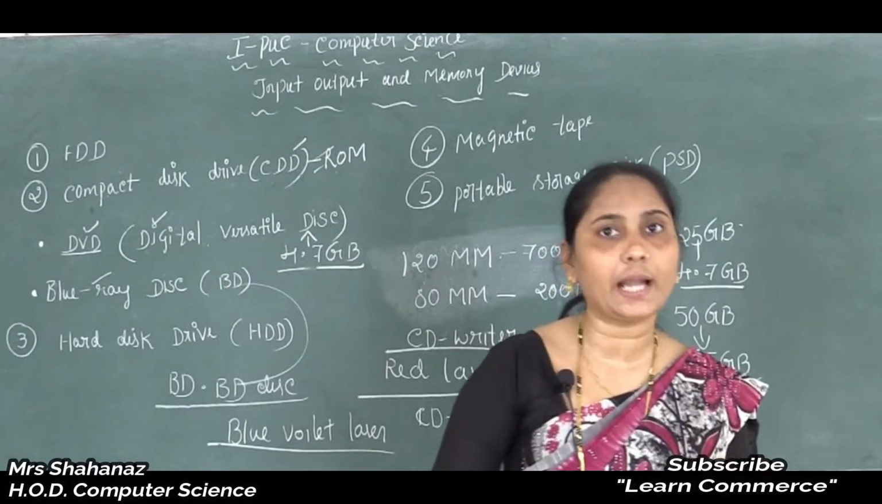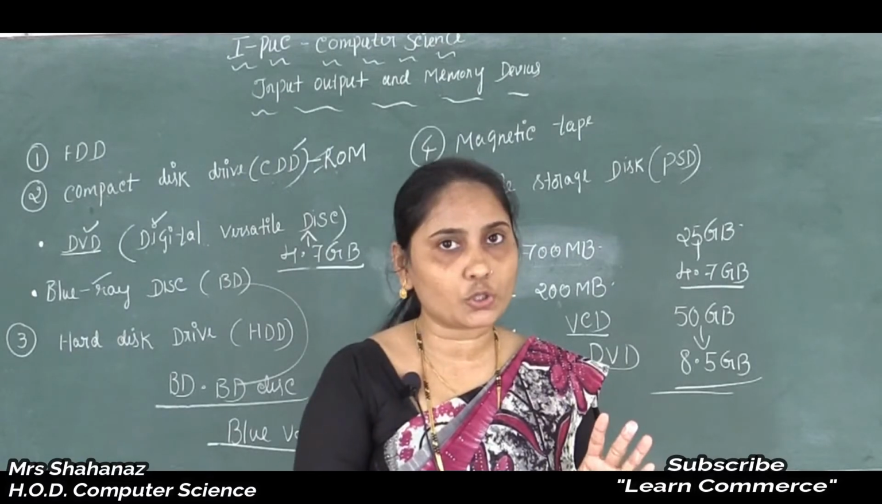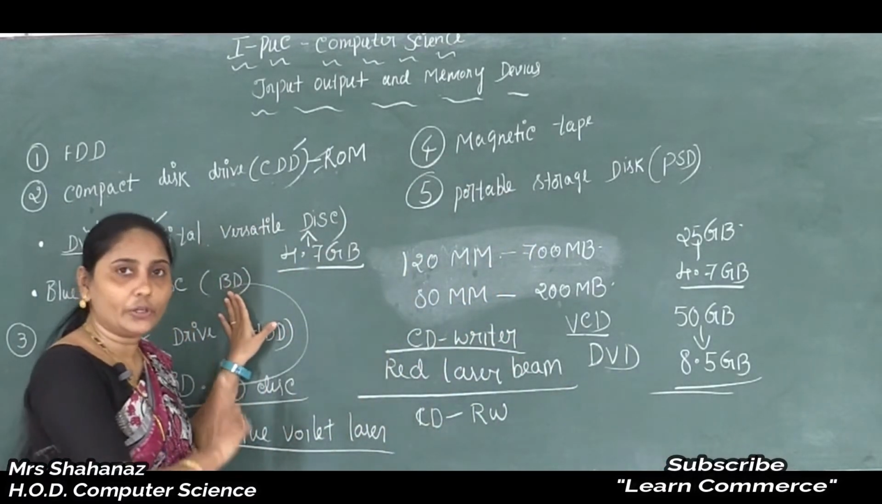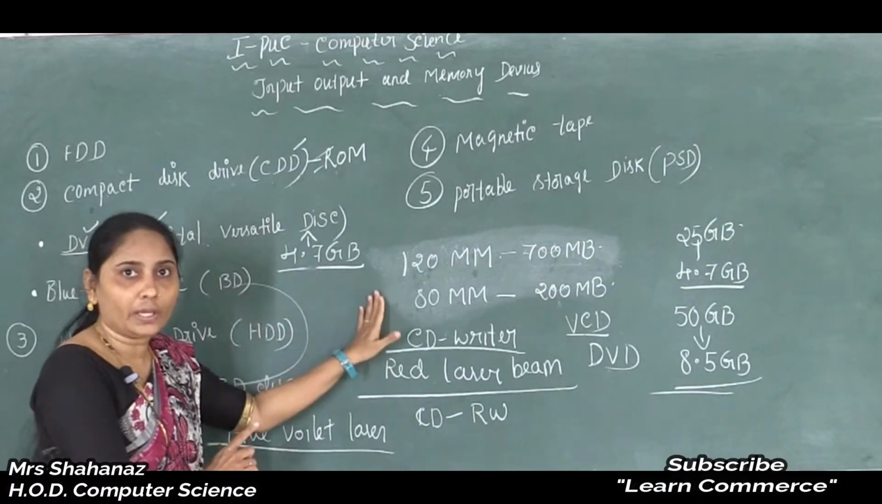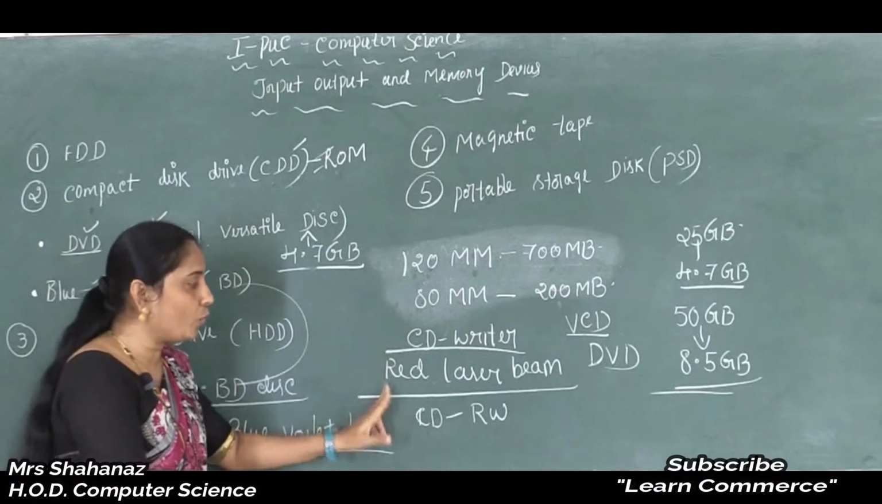So why do we use the Blu-ray disc? It is a disc we use for data storage as well as video. And why do we call it a Blu-ray disc? Because in this case we use the blue violet laser.